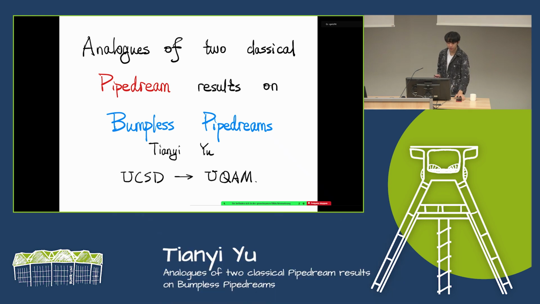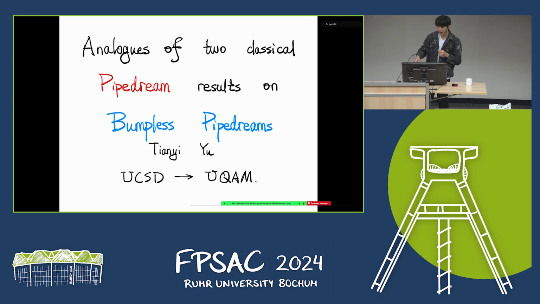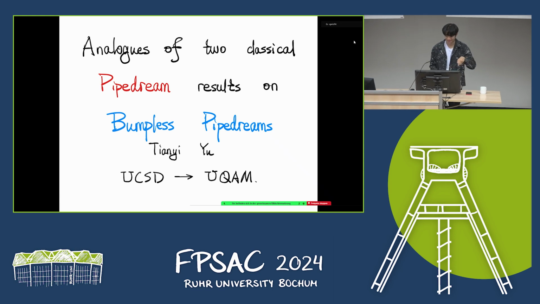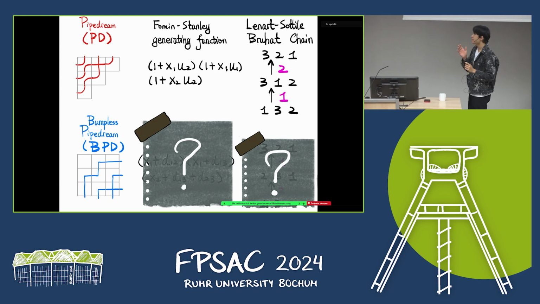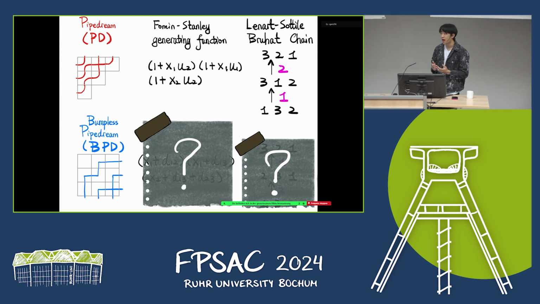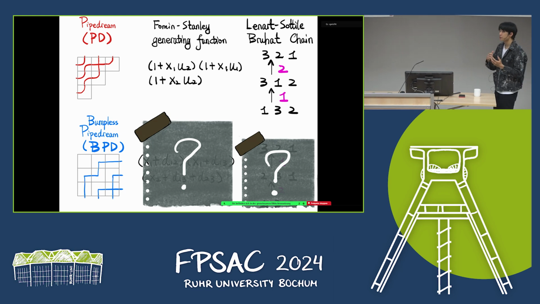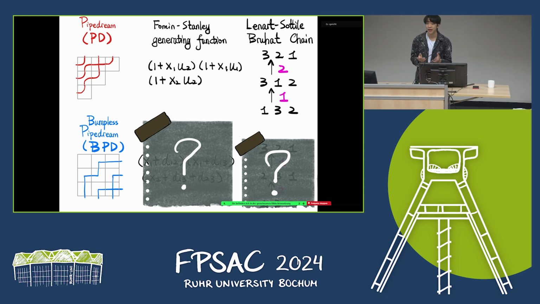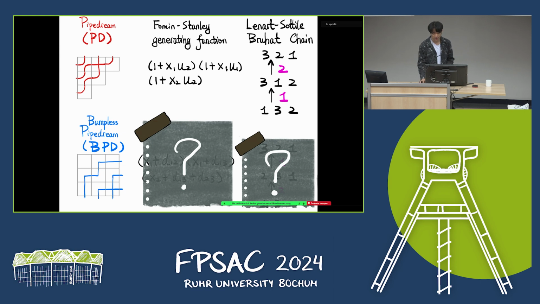And it's my honor here to tell you something about the bumpless pipe dream analog of two classical stories on pipe dreams. So this talk is about Schubert calculus, and in Schubert calculus, we use pipe dreams and bumpless pipe dreams to compute something called the Schubert polynomials. The pipe dreams are the things up there. They're more classical. There are some very lovely stories on pipe dreams. And these bumpless pipe dreams are relatively new. My job today is to give you analogs of those two lovely stories on bumpless pipe dreams.